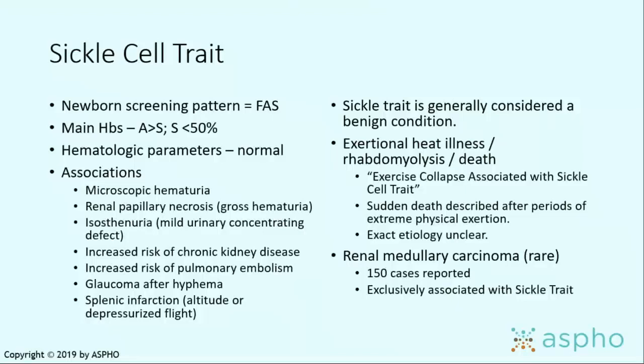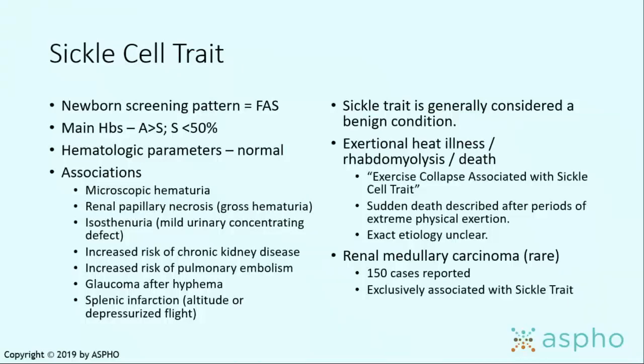We don't consider it a disease, but it is a risk factor for certain types of complications. They seem to have an increased risk of microscopic hematuria. They can have renal papillary necrosis. They seem to have an increased risk of kidney disease, glaucoma, and splenic infarction. I had to laugh at a medical student last year who, after I did this lecture, went skiing and came back and said, I had to go to the emergency room because I had a splenic infarct because I had sickle cell trait and I went skiing and I remembered you told me this could happen. So I thought, well, at least somebody was paying attention. So sickle cell trait is generally considered benign.